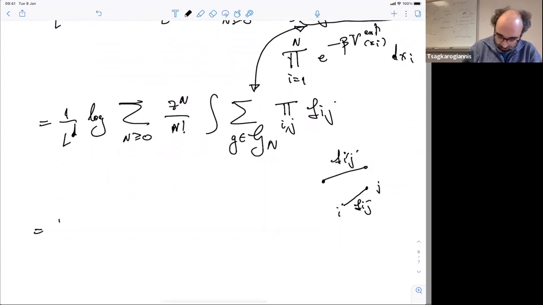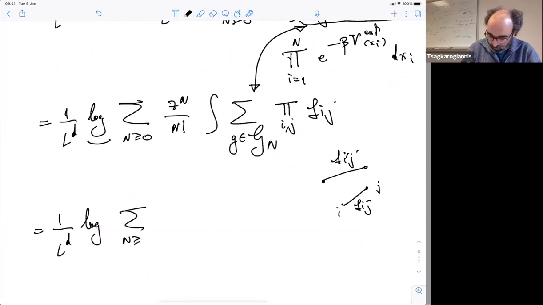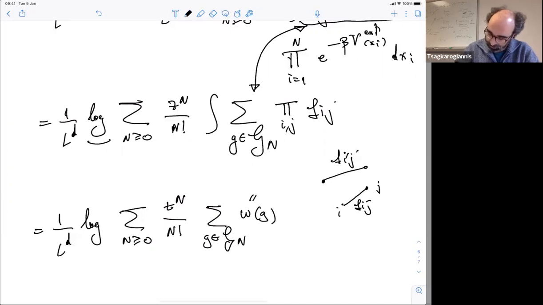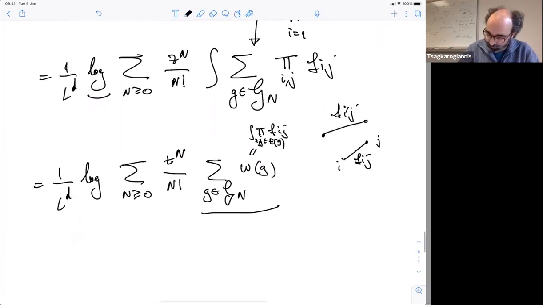Now, this is nice because since I need to compute the log, it's a very easy combinatorial identity to see that this, first of all, in combinatorics, is called the generating function of the species of graphs, not necessarily connected. So the sum over G in G_n of the weight of G. The weight of G is going to be essentially the integral of the product of F_ij, where ij are the edges of the graph G. And this is the generating function of the species of graphs.